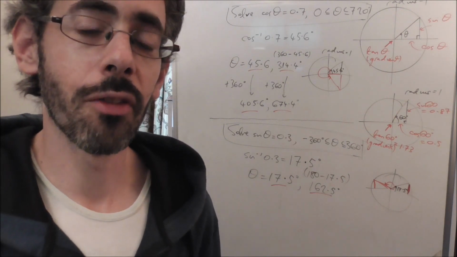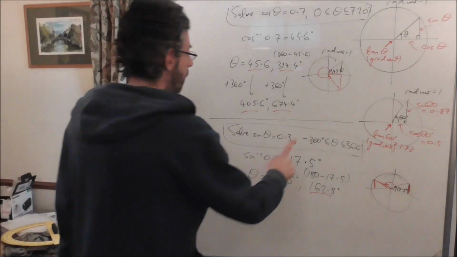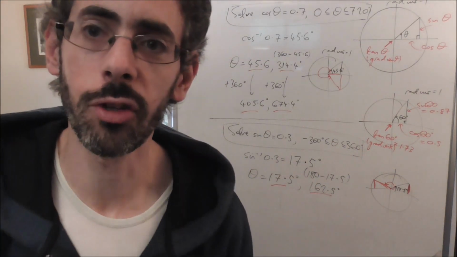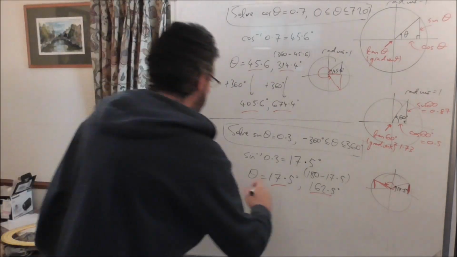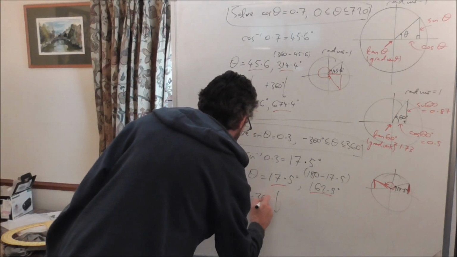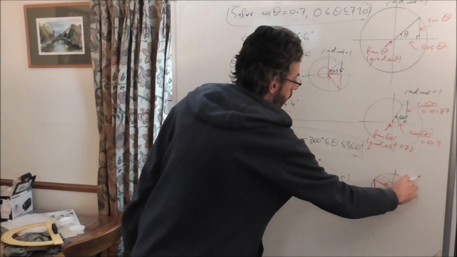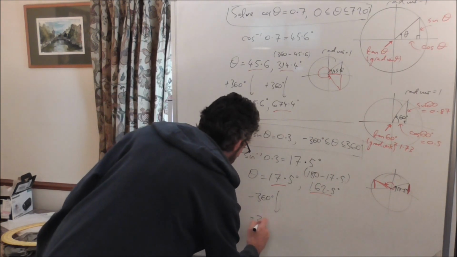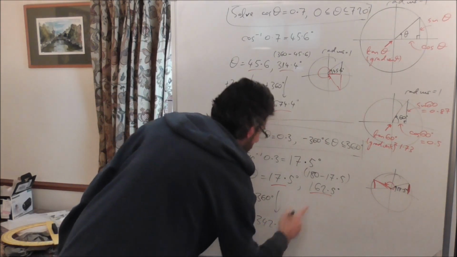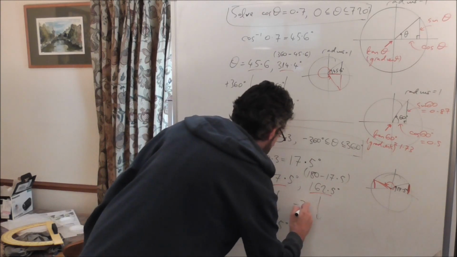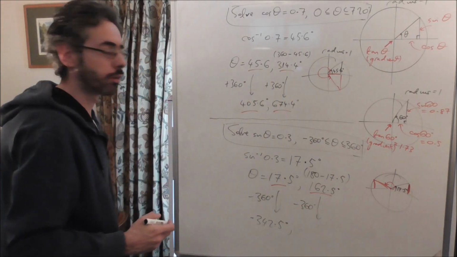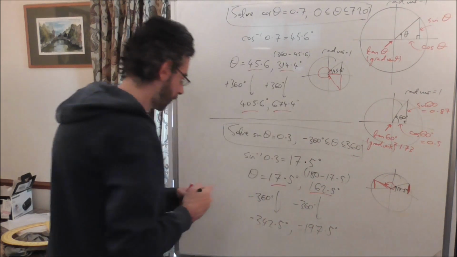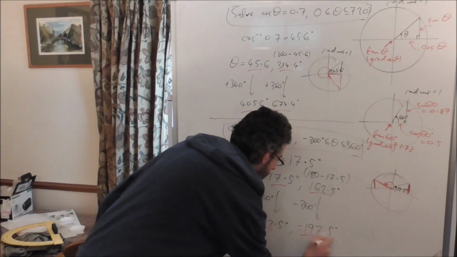Are they the only solutions? Well, the range is from minus 360 to 360. So you can't add 360 to either of those because you'd go above 360, but you can subtract 360 from them. If you subtract 360 from this one, 17.5 take away 360 gets you back to the same place, and you'd have a negative angle of minus 342.5. And then if you subtract 360 from this one, you get minus 197.5. So there are four solutions altogether.